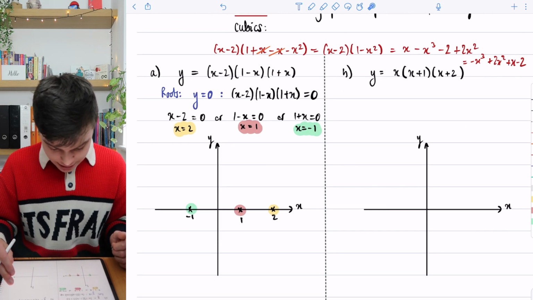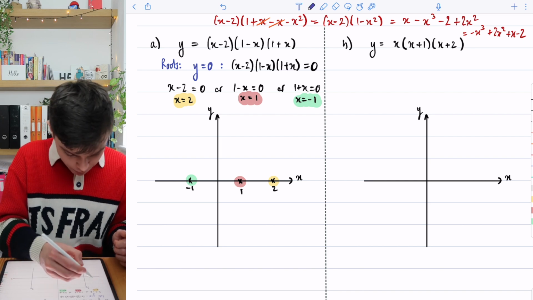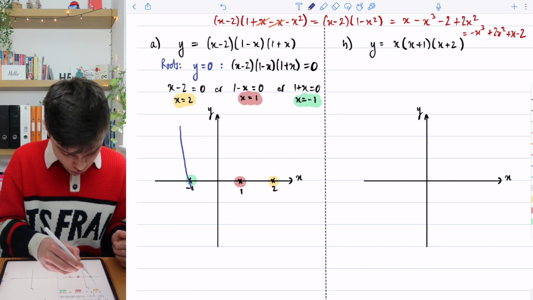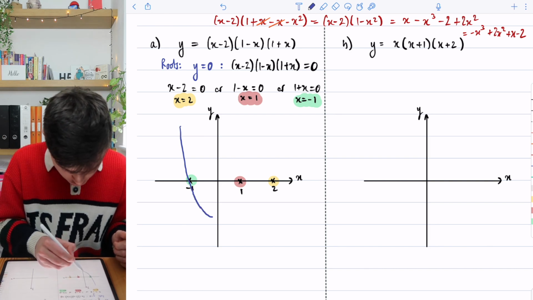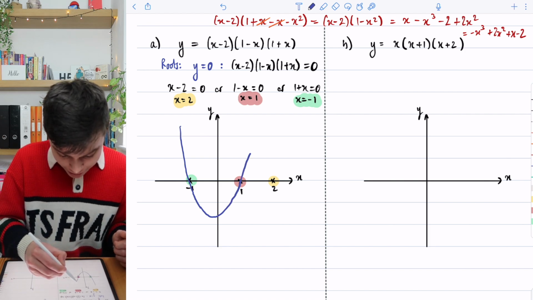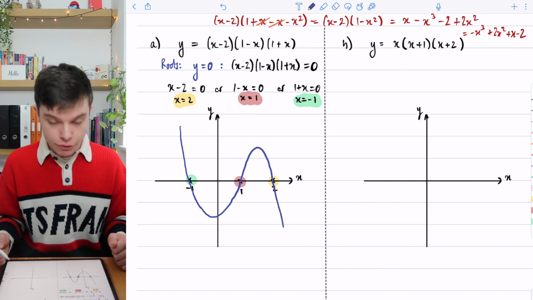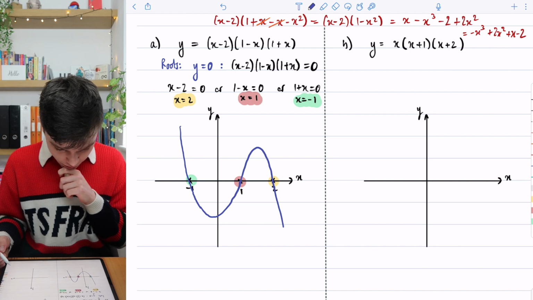Okay, so let's have a look at that. I'm going to start, we'll do it in a blue. I'm going to come down here like this, pass through my first root, and then I'm going to come down, and I'm going to pass through my next root like that. Then I need to come back up and back down so I can pass through that root. And your graph should look something like that, okay?